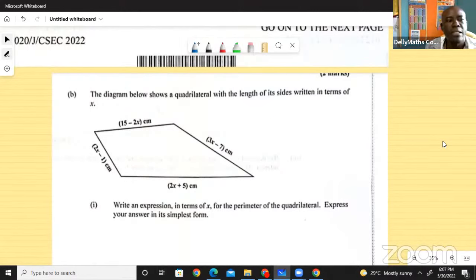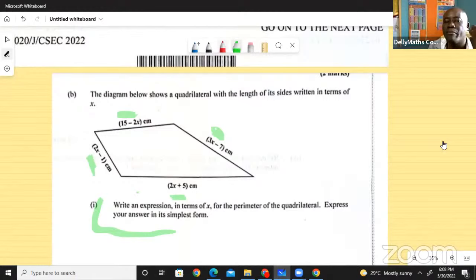This one says the diagram below shows a quadrilateral with the length of its sides written in terms of x. We have one side that says 15 minus 2x. Then we have 3x minus 7, 2x plus 5, and then 2x minus 1. Those are the sides, written in terms of x. The question says: write an expression in terms of x for the perimeter of the quadrilateral. Express your answer in its simplest form.